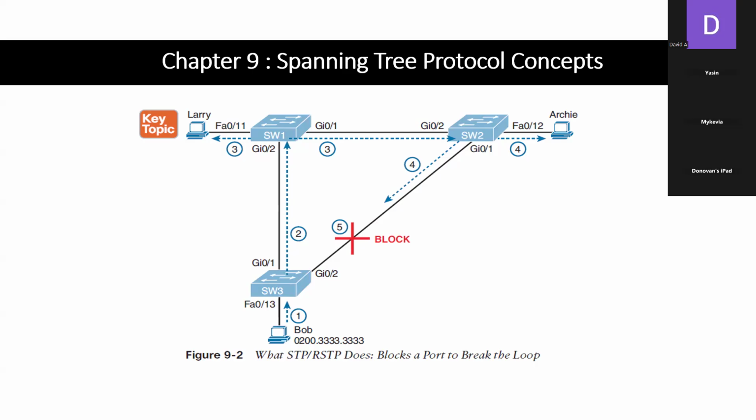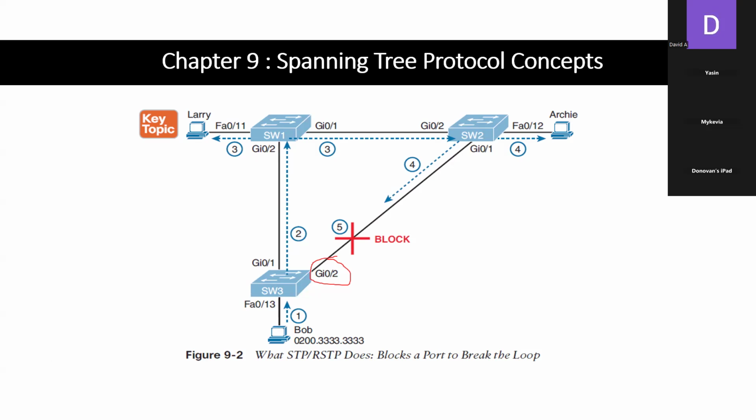Now, if an interface is in a blocking state, let me get my pencil, like gigabit 0/2 on switch 3, just like you guys learned in the previous section, the interface does not process any frames except for spanning tree messages, and some other control plane stuff like DTP that you guys learned. But as far as actual traffic, it will not process it. It will not receive or transmit.